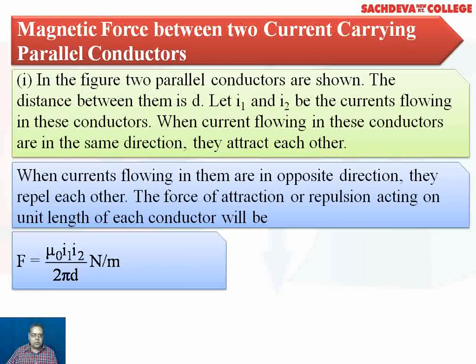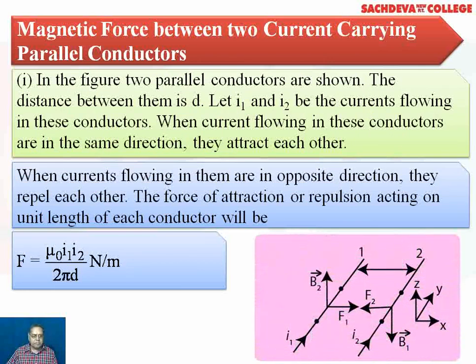In the figure, two parallel conductors are shown. The distance between them is D. Let I1 and I2 be the currents flowing in these conductors. When currents flowing in these conductors are in the same direction, they attract each other. When currents flowing in them are in the opposite direction, they repel.